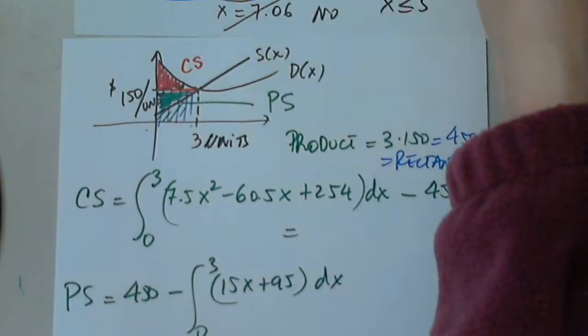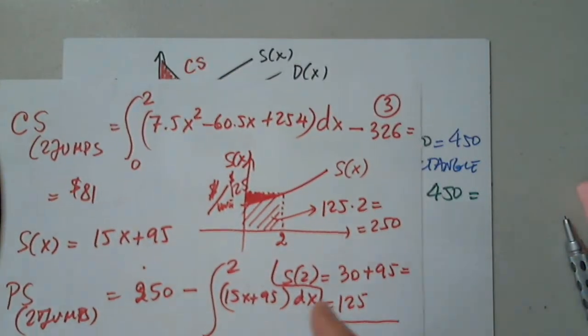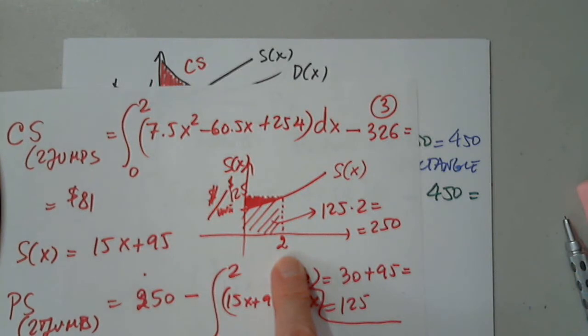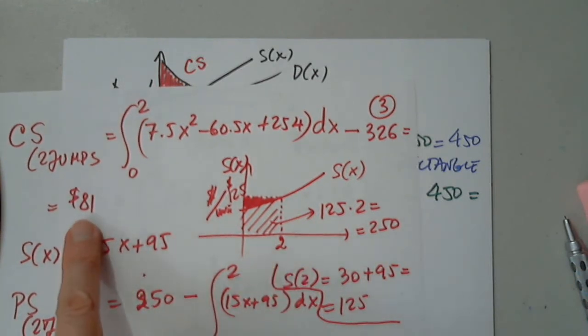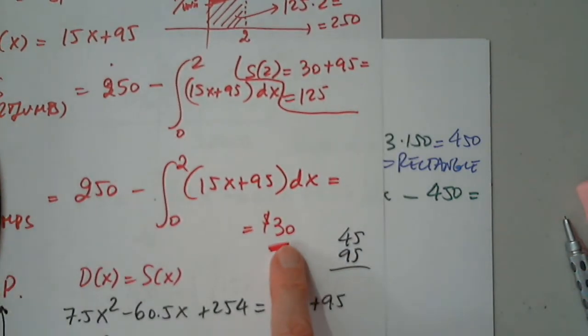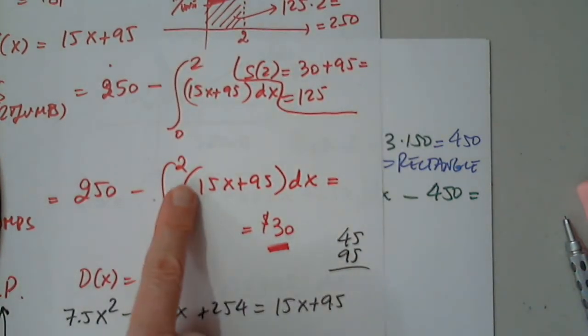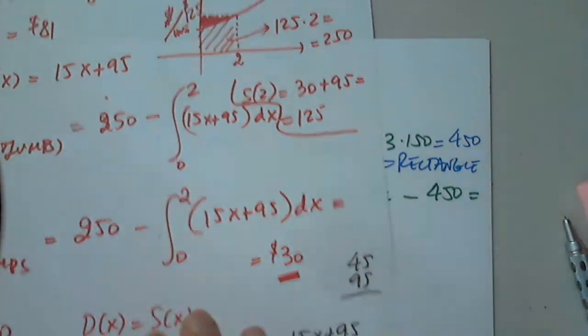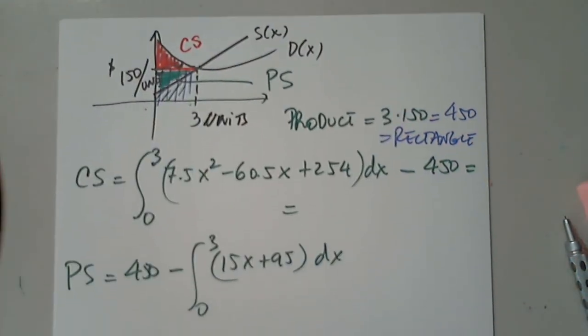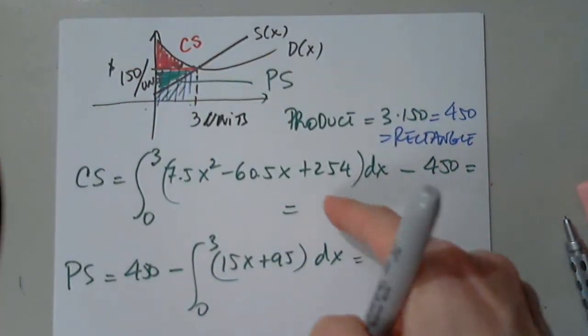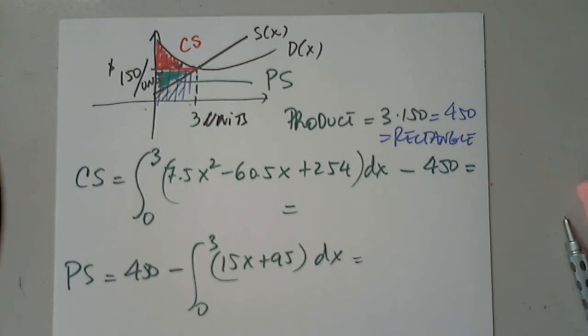These will not be the same numbers we got before, of course, because that was for 2 jumps. This was the consumer surplus for 2 jumps, and this was the producer surplus for 2 jumps. So, of course, they will not be the same. Again, I'm going to use the graphing calculator to get these 2 numbers quickly so we can move on. I would never do that to you, but I have no choice.